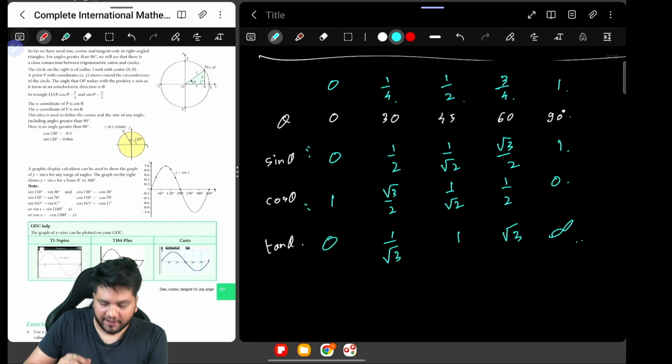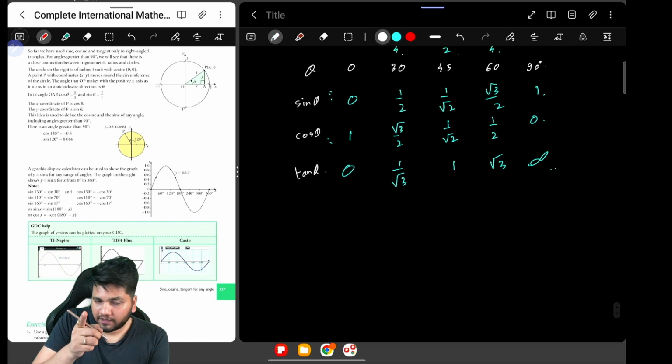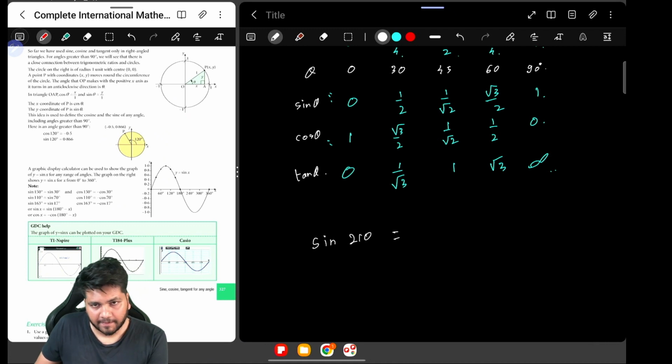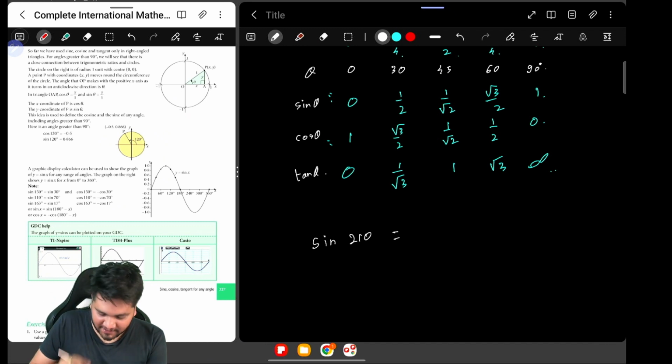Okay? Now if you have this table, I'm going to ask each and every one of you one question. I hope you will get it right. So try it. Vidhi, if I ask you sine, provided you have all these values, you are not going to use a calculator for this. So let's say if I ask you sine 210 degree, how will you write first? Okay, draw circle.